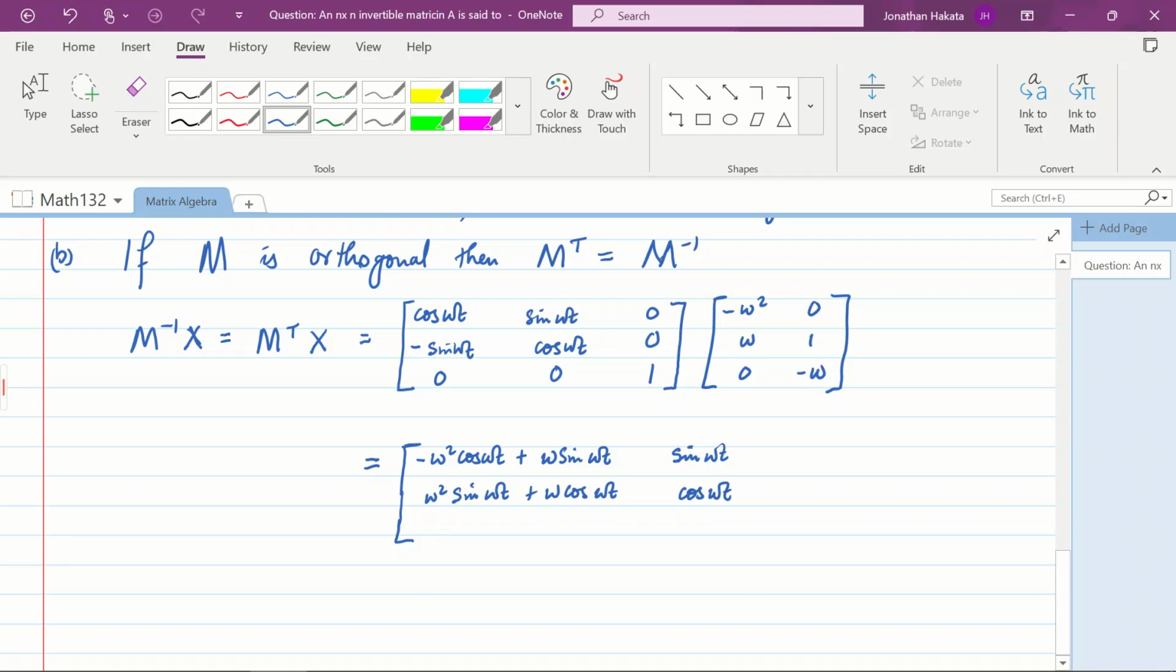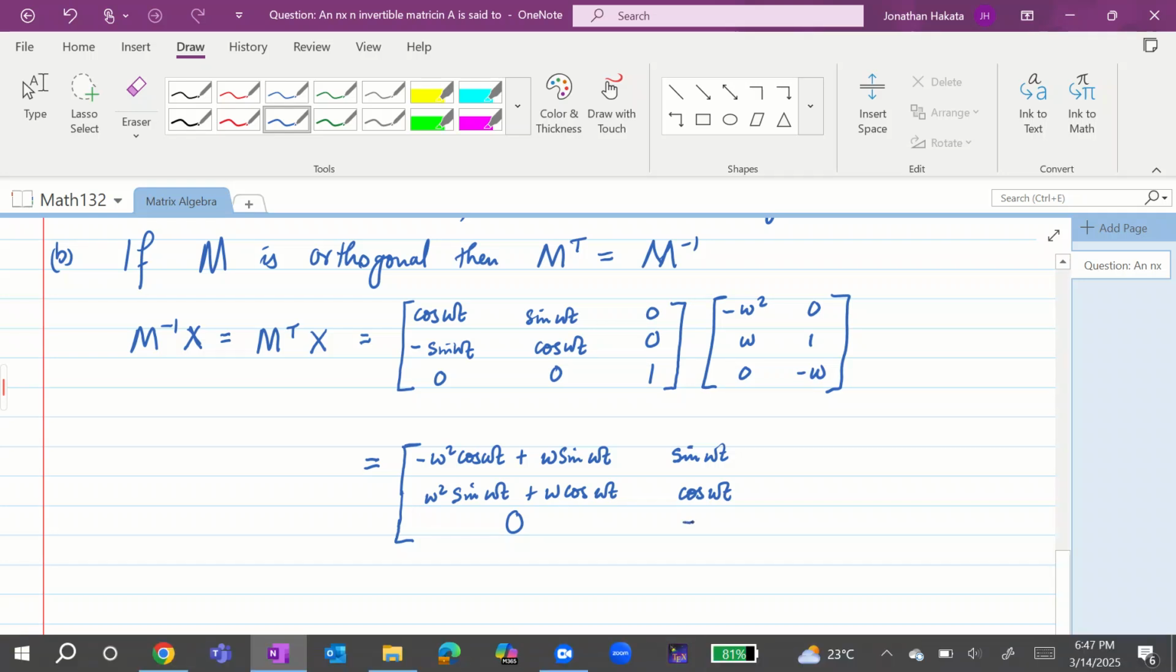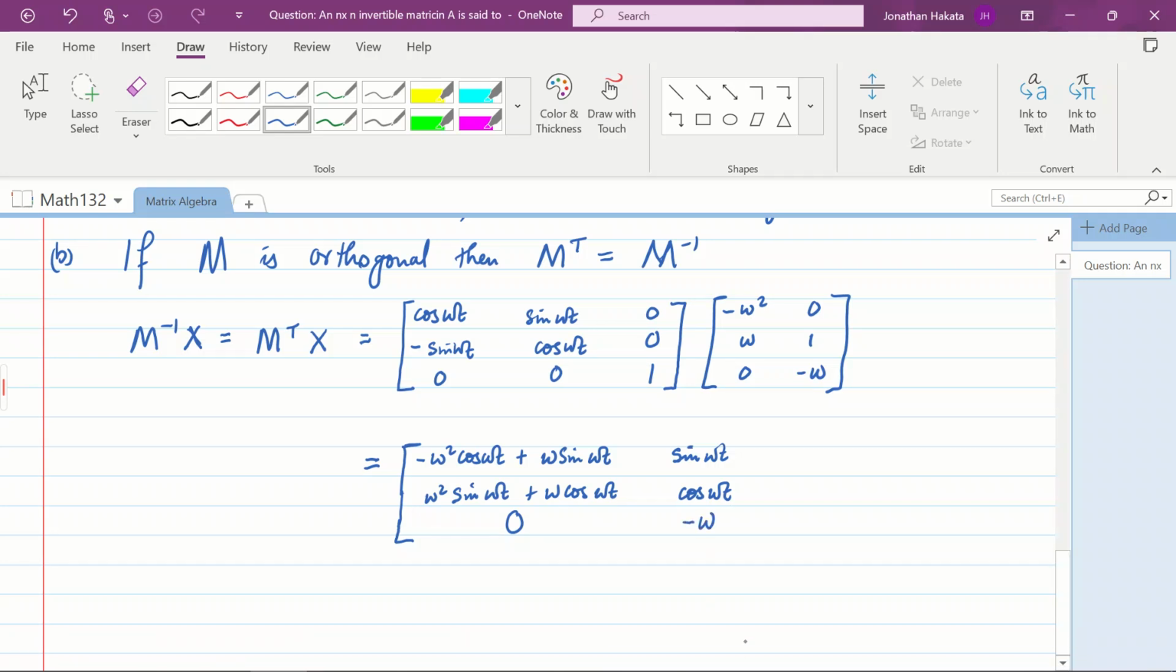And lastly, we have to say 0 times minus omega squared is a 0, plus 0 times omega 0, 1 times 0 is 0. So in this position, we have a 0. And lastly, 0 times 0 is 0, plus 0 times 1 is 0, plus 1 times minus omega is minus omega. Okay, so this is the answer. Right, so this was the final solution if M is given to be orthogonal by definition.